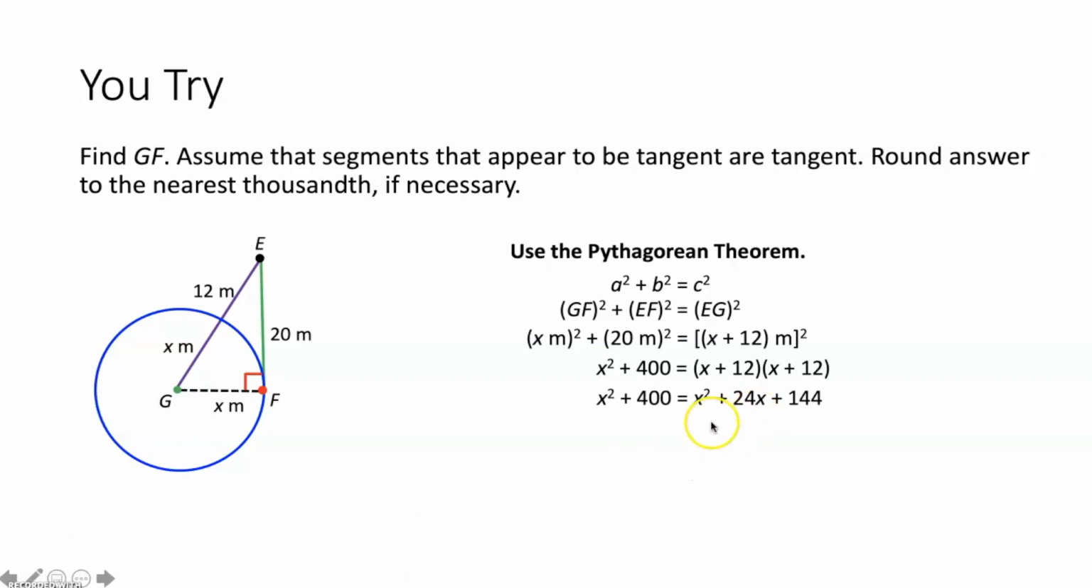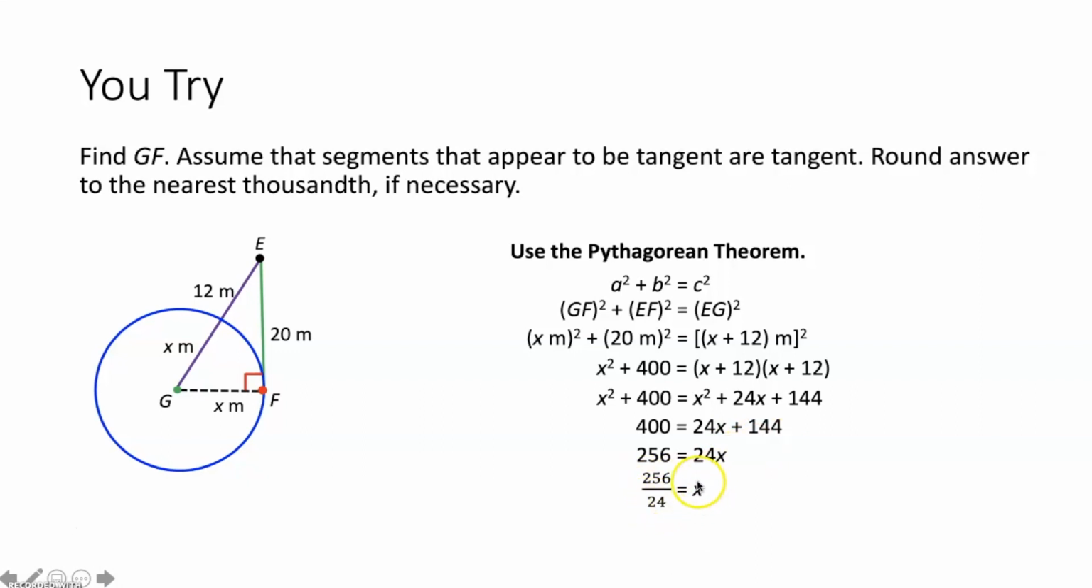Now we solve for X, but we have X squareds. Well, since there's just a 1X squared on this side and a 1X squared on this side, I can subtract 1X squared from each side and they actually cancel each other out. Now all I have to do to solve for X is just subtract 144 from both sides, divide both sides by 24, I get X is equal to 256 over 24.